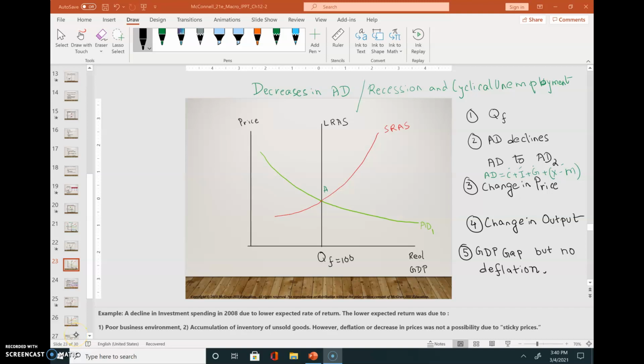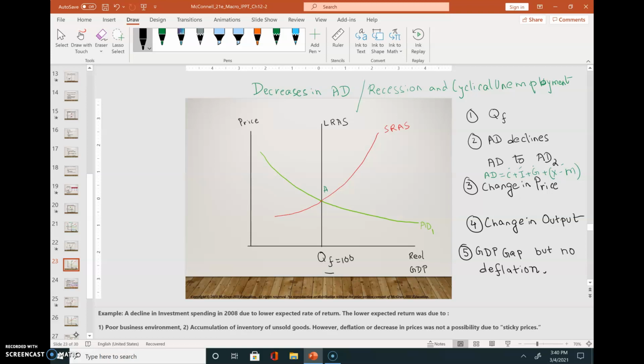Hey everyone, here we will look at the effects of decrease in aggregate demand. As you can see here, this is a two-quadrant graph with price on the vertical axis and real gross domestic product on the horizontal axis.